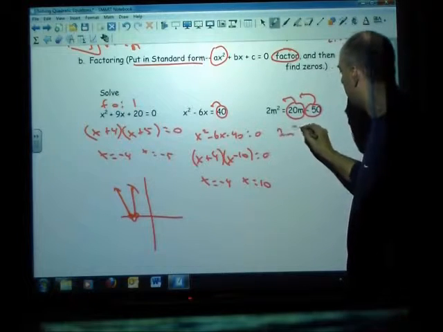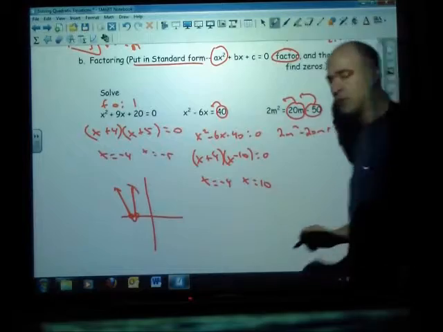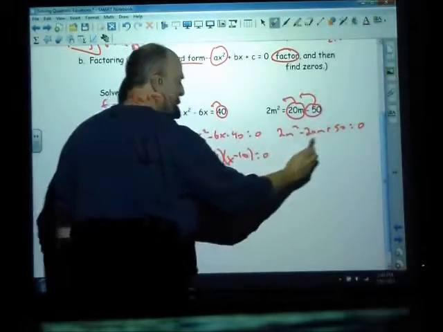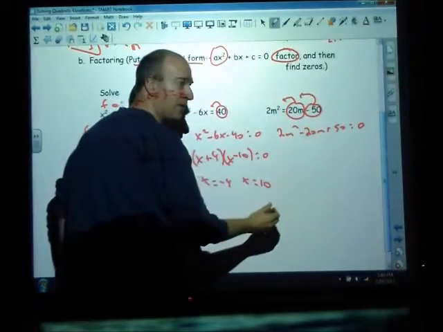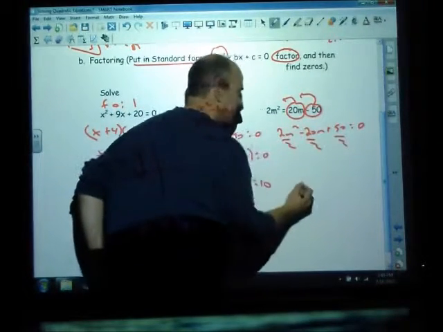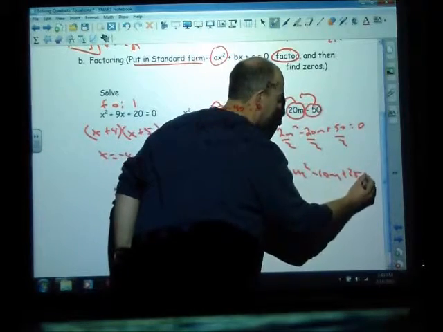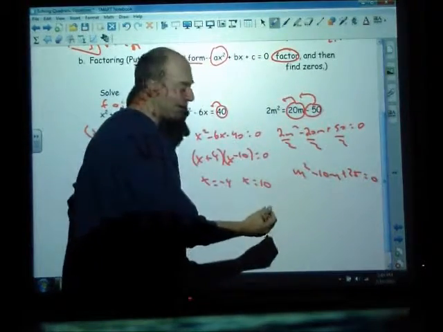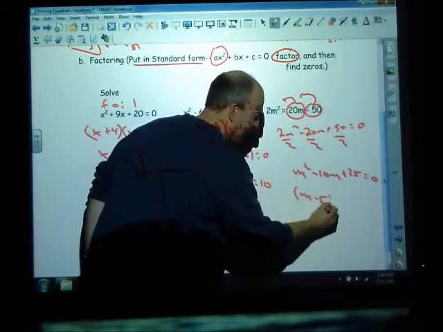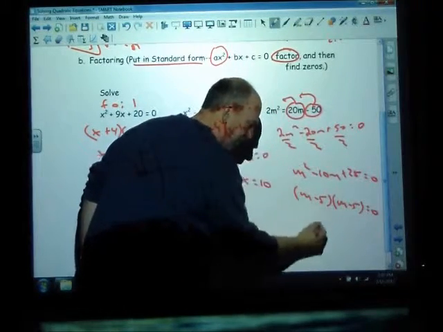So 2m squared, -20m, positive 50 equals 0. If you can remember here, there's a GCF. You can take a 2 out of everything here, divide everything by 2, m squared, -10m, positive 25 equals 0. And then this factors. You're going to get m minus 5 times m minus 5. So the answer actually is just 5.